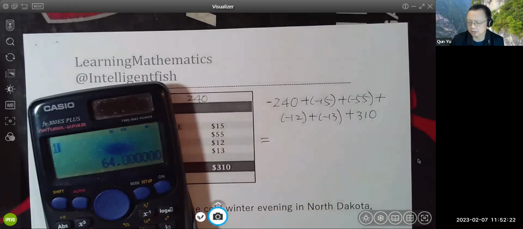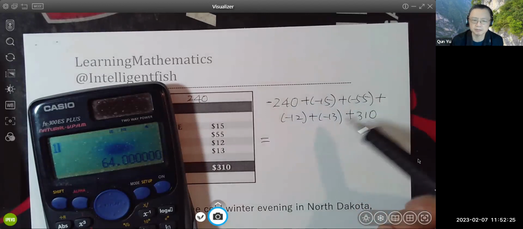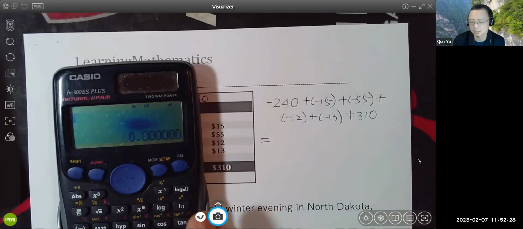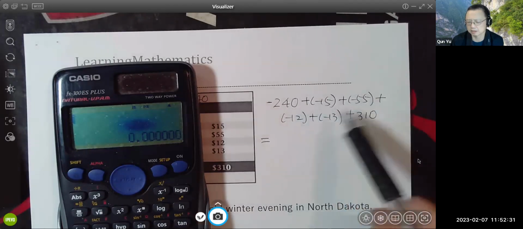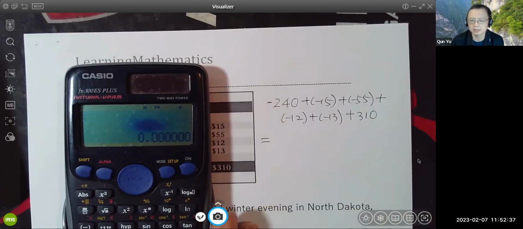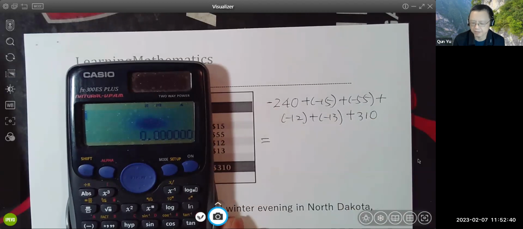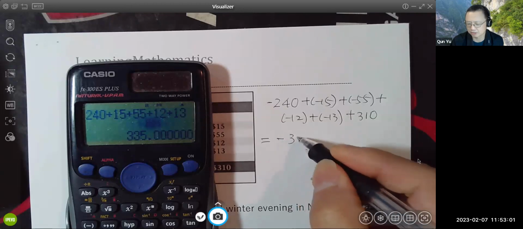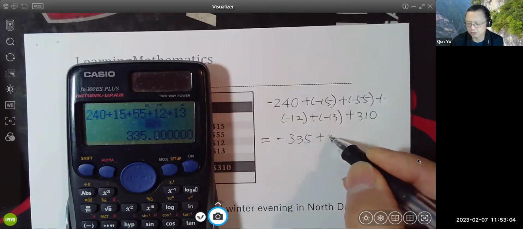Since all of these five numbers are negative, they go in the same direction and they will add up. I'm just adding those numbers as positive numbers since I already know the final answer is negative. I don't have to repeatedly type in those negative signs, right? So 240 plus 15 plus 55 plus 12. Oh, plus 13. Almost missed one. Plus 13. And that's her total debt, negative 335. Then she made a payment of 310.